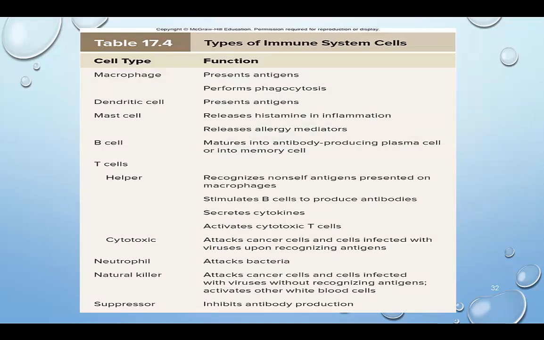So we have types of immune system cells. We want to look at macrophages, the dendritic cell, the mast cell, the B cell, the helper T cells, the cytotoxic T cells. We have neutrophils, natural killers, and suppressors.